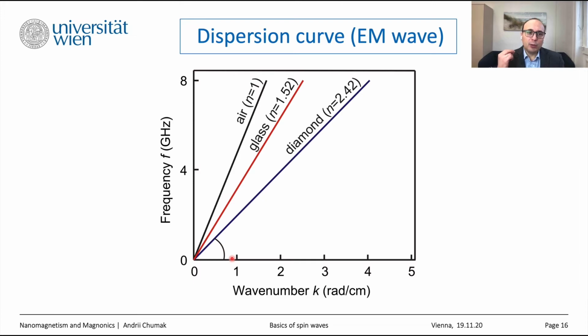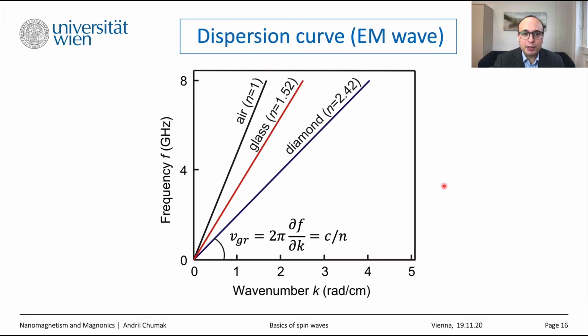If I now want to send light or this electromagnetic wave through glass, you see that the dispersion changes its angle. What does it mean? It means that this angle is principally defined by the group velocity. This is the speed with which the wave propagates, which can be found simply as the derivative df over dk. And in the case of an electromagnetic wave, it's very easy. It's the speed of light in vacuum divided by the refractive index. You see that this is the refractive index for glass, this is the refractive index for diamond, and your light or wave is simply getting slower in materials with larger n.